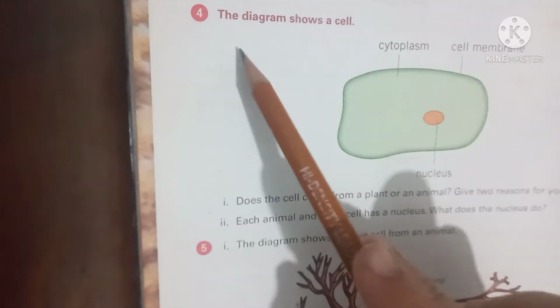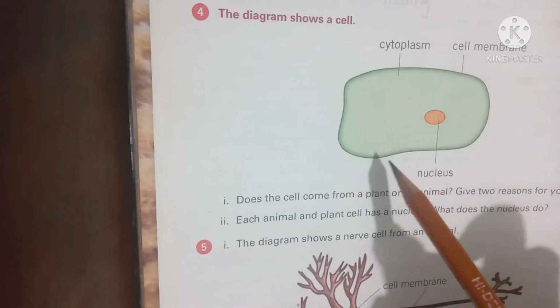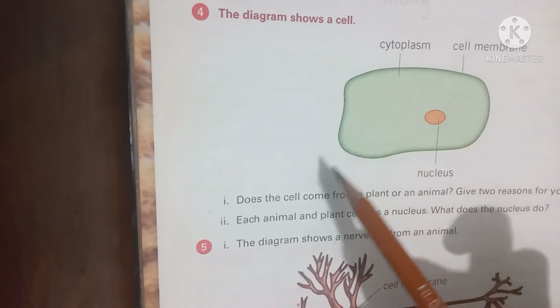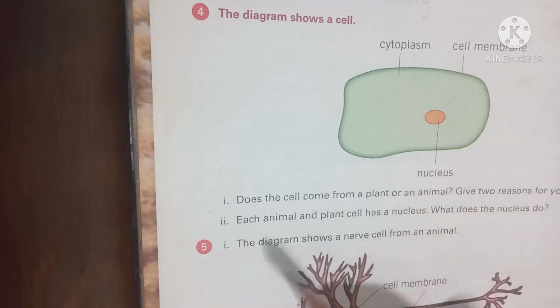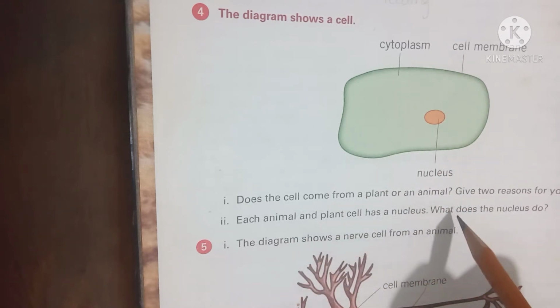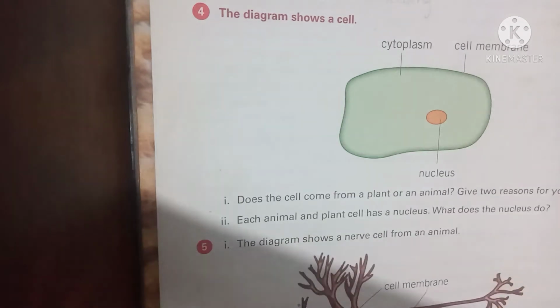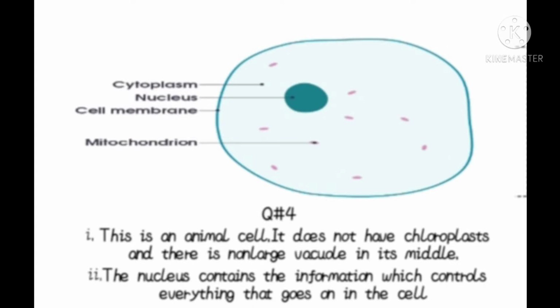So question number 4 is: the diagram shows a cell. Here a cell is given to you. Then the question about this cell is: does the cell come from a plant or an animal? Give 2 reasons for your answer. The answer is this is an animal cell. It does not have chloroplast and there is no large vacuole in its middle.